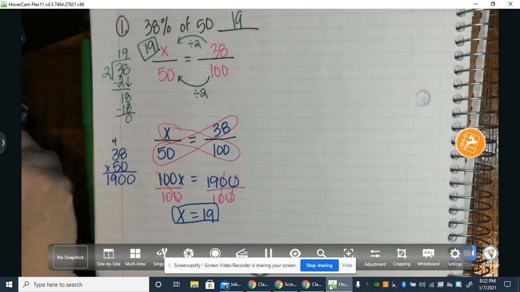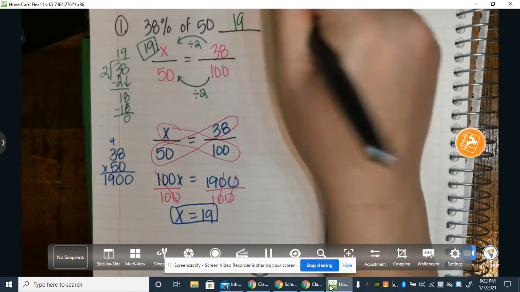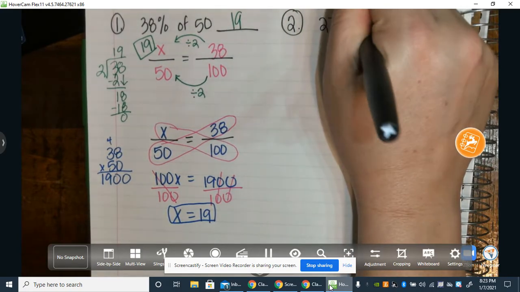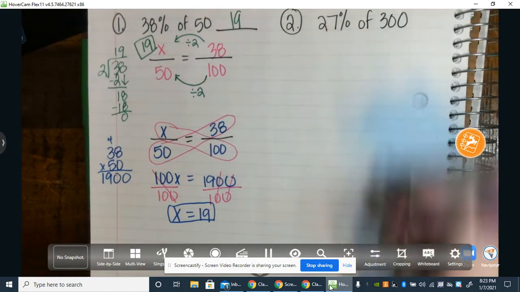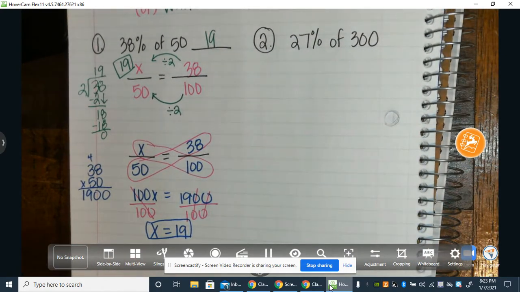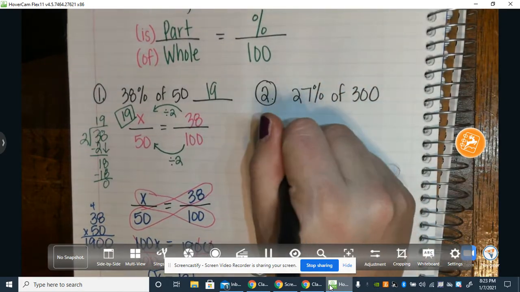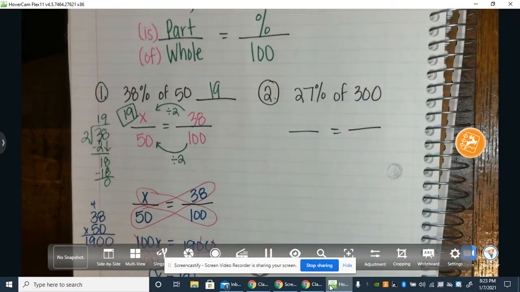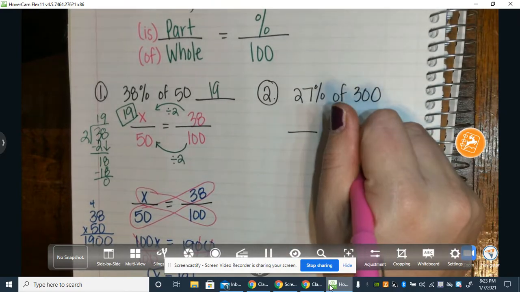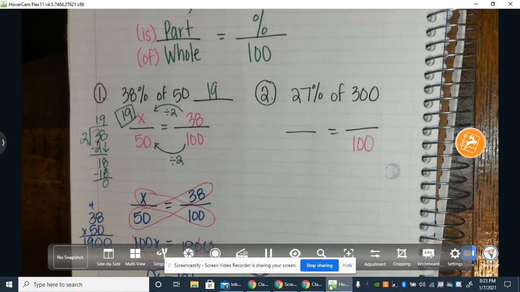Okay, so my second one that I'm going to do, number 2, is what's 27% of 300. 27% of 300. Move this over. So again, I'm going to set it up as a proportion. Two equivalent fractions. All right, one of those denominators on the right side is always going to be 100. I like to stick with the 100 on the right side, just keeping it as a habit.